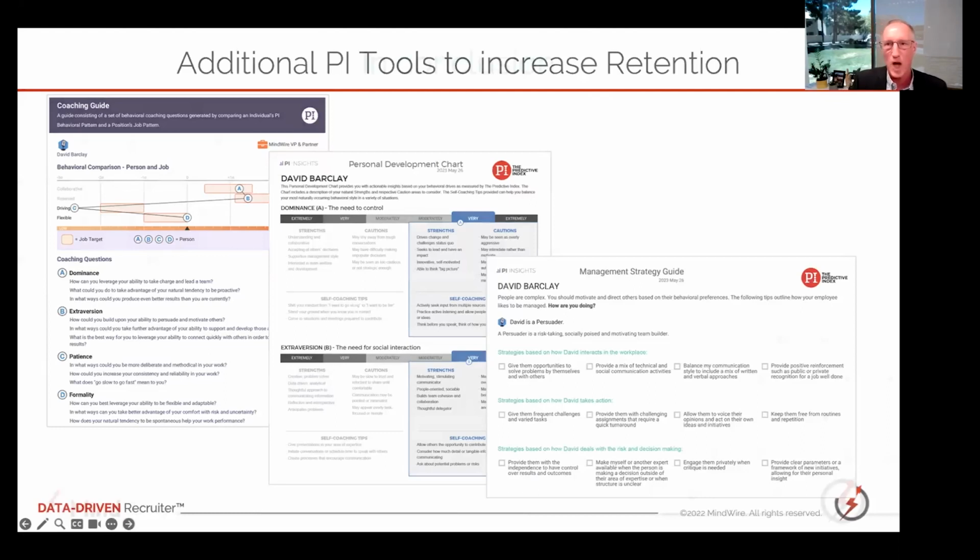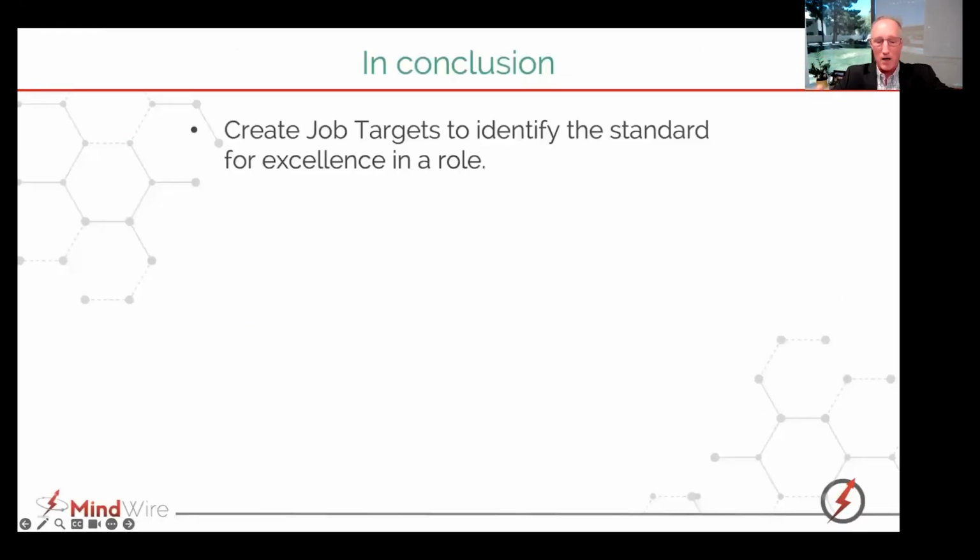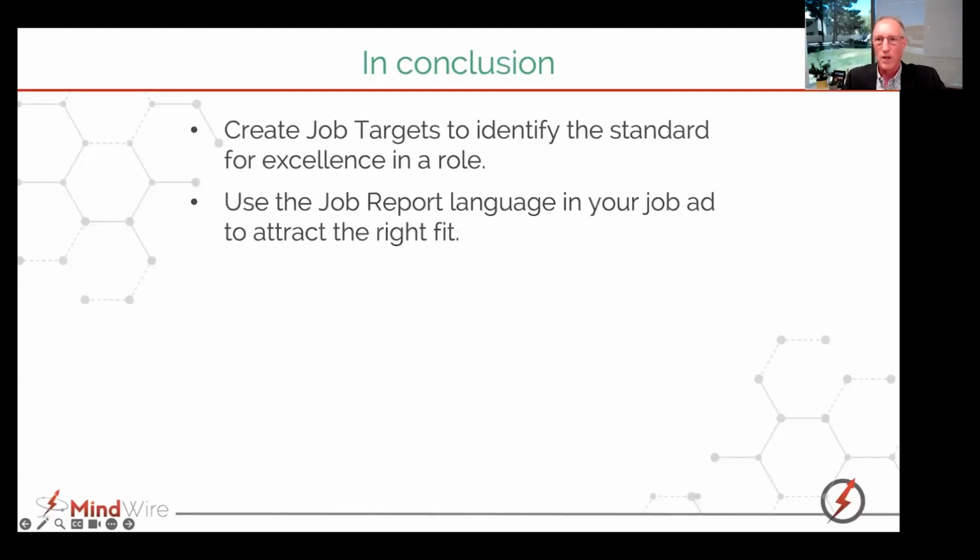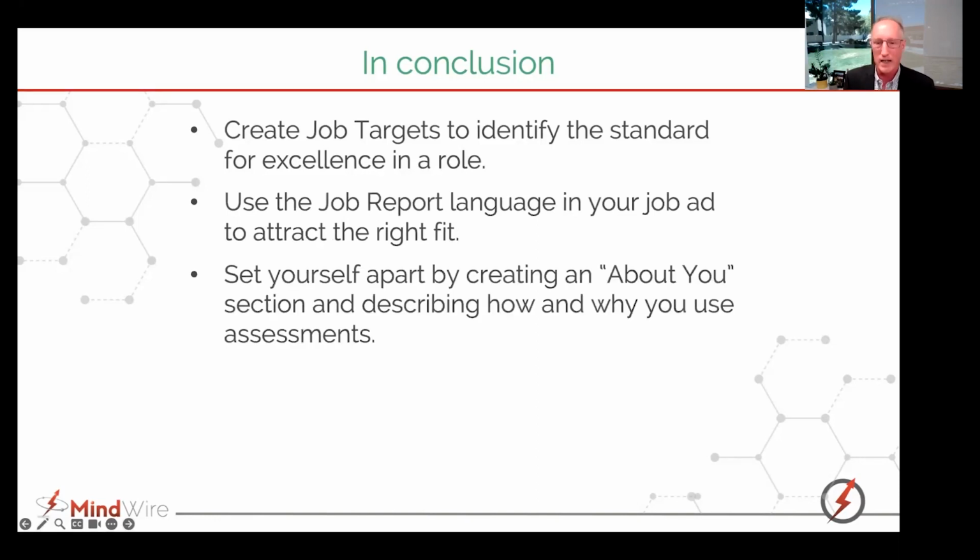We can create job targets, and once those job targets are right, that defines a standard of excellence in the role. And then we can use the language from that job target, specifically the summary and the characteristic sections, to pull out and then redesign some bullet points that are going to specifically attract the candidate. We can set ourselves apart from everybody else who's just talking about number of years experience and about us and why our company's so great.